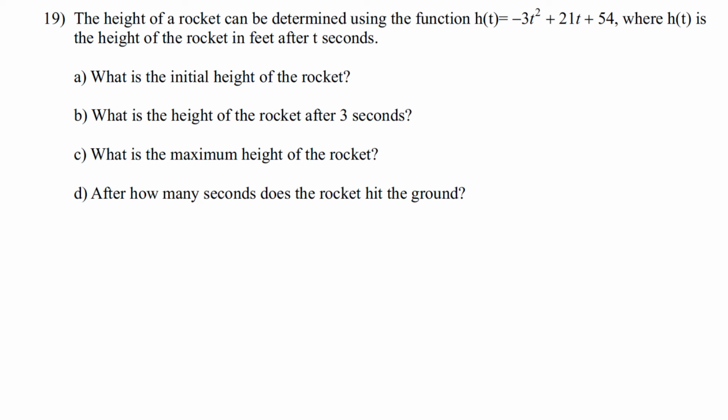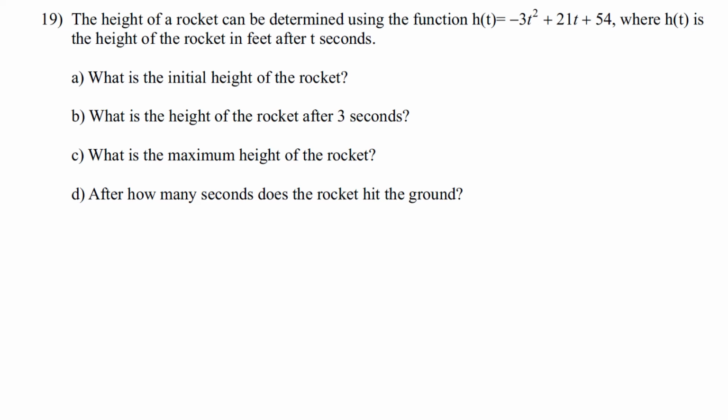All right, first off, it says the height of a rocket is determined by this function, where h of t is the height of the rocket in feet after t seconds. It's always a good idea when you're dealing with word problems to label what everything means.